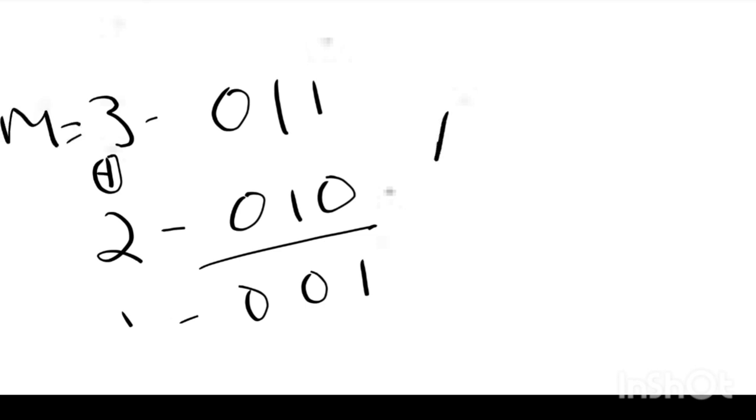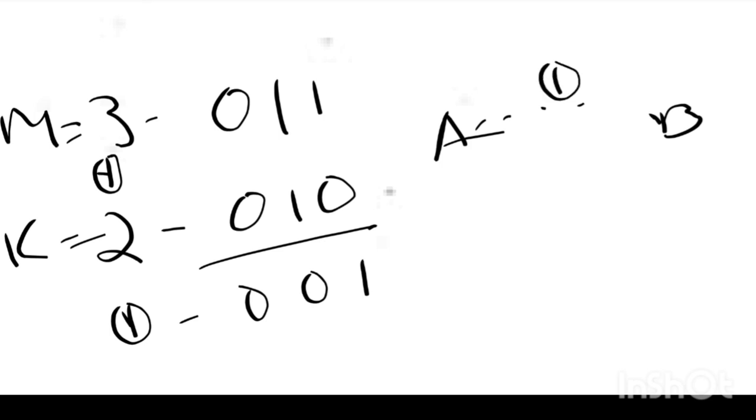from person A to person B, and the key is 2. After the XOR operation I got 1. So 1 will be transferred from A to B. That is not the real message, it is the encrypted message. How will the decryption happen?